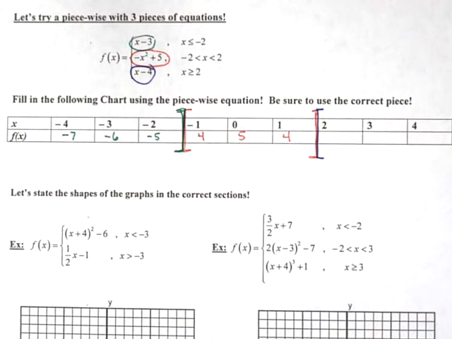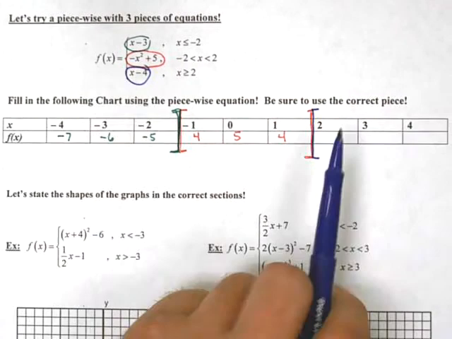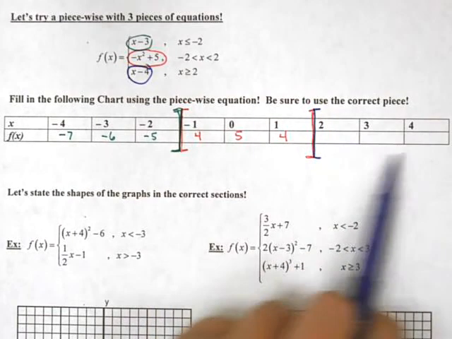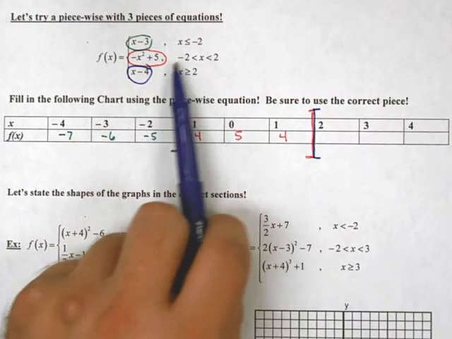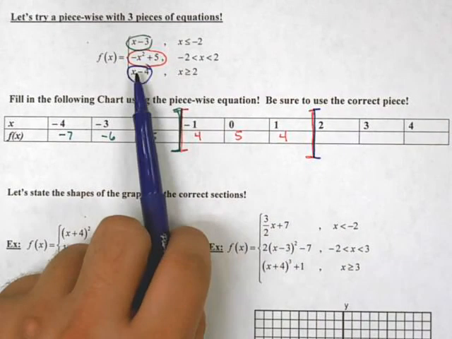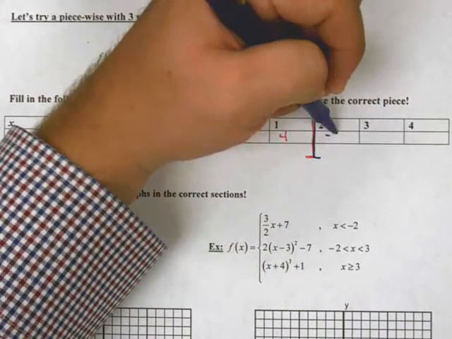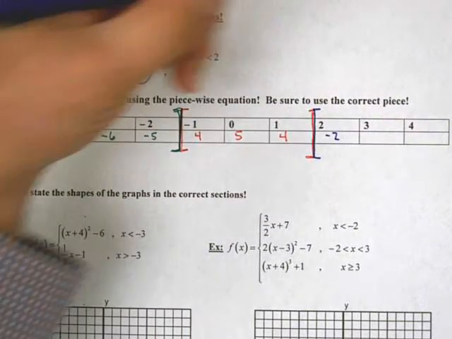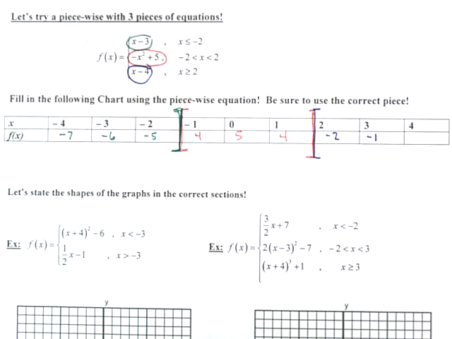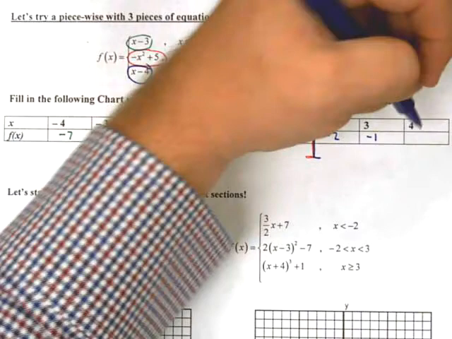And lastly, x minus 4. So again, these 3 values right here come from my third domain or my third equation, my third function. So 2 minus 4 is negative 2. 3 minus 4 is negative 1. And lastly, 4 minus 4 is 0.